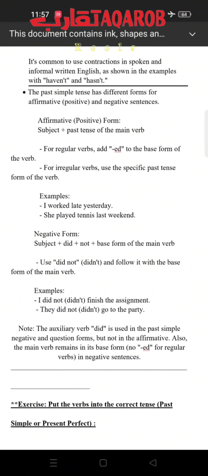It's common to use contractions in spoken and informal written English, as shown in the examples with haven't and hasn't. So the contractions in spoken and informal writing, such as haven't or hasn't, instead of I have not or she has not, for example.